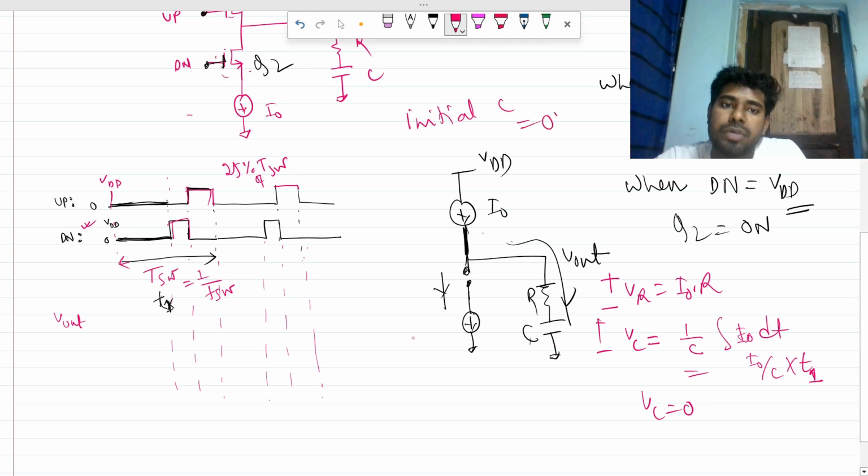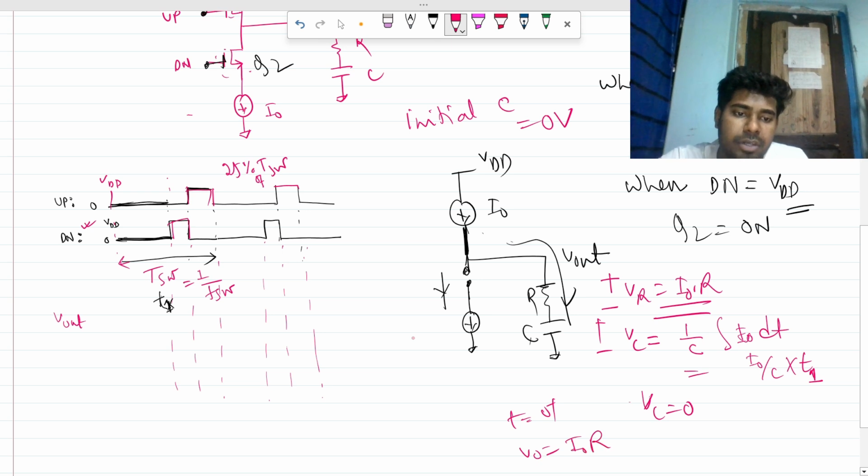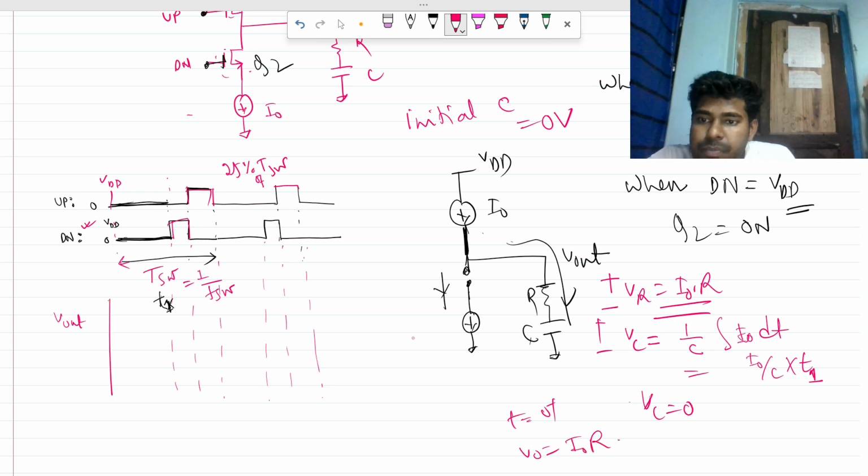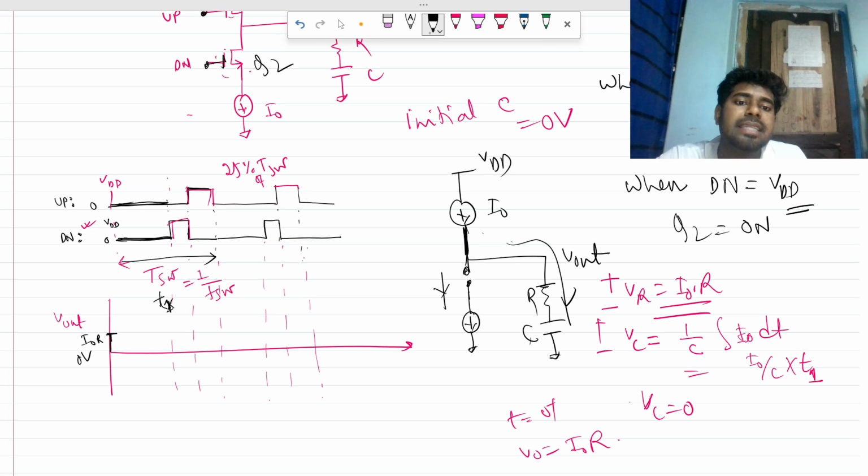of the capacitor was 0 volt. So it was previously completely uncharged. So at T equals 0 plus, your Vc becomes 0, and your V out is nothing but only I naught R. So it will be jumping at T equals 0 from 0 volt to I naught into R. Then it will try to increase in a ramping manner, as your T is increasing, your voltage will be increasing like that. The voltage across the resistance is constant, but the voltage across the capacitance is increasing linearly.